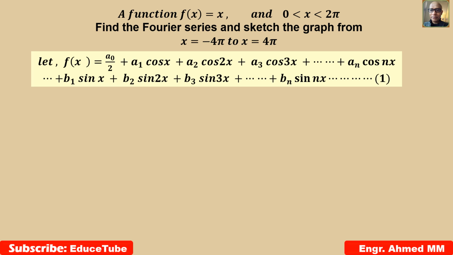And after getting the equations, we have to plot considering x equal to minus 4 pi to x equal to 4 pi. So let's move ahead to see how to solve this. This is our Fourier series equation, a combination of cos x and sin x. So let's see what we can do with this function f of x equal to x.